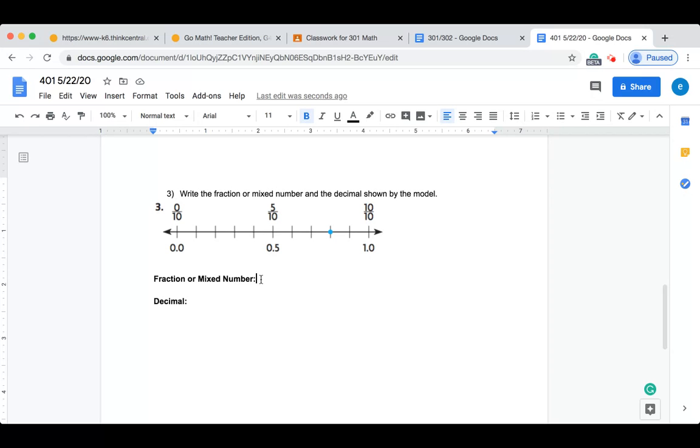So to write that as a fraction, I will write 8 as my numerator, 10 as my denominator. Notice there's not a whole number, so it's just a fraction, not a mixed number. And then when I'm writing a decimal, since there's no whole number, it'll be 0 decimal point 8, because remember, our first place value to the right of the decimal is our tenths place.